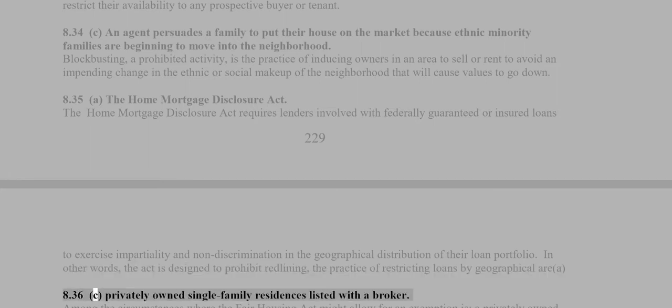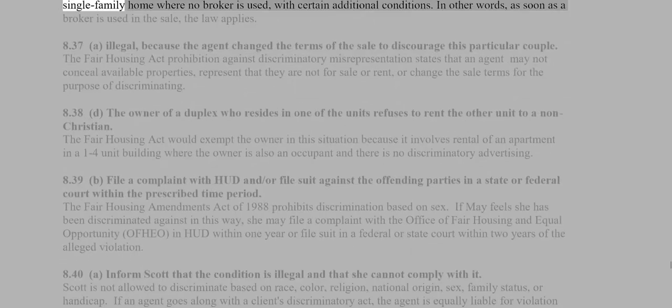8.36 c. Privately owned single-family residences listed with a broker. Among the circumstances where the Fair Housing Act might allow for an exemption is a privately owned single-family home where no broker is used, with certain additional conditions. In other words, as soon as a broker is used in the sale, the law applies.